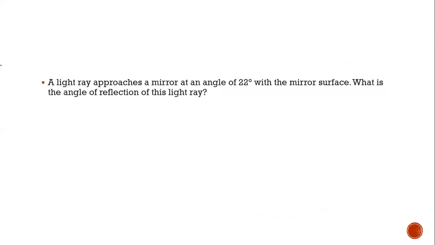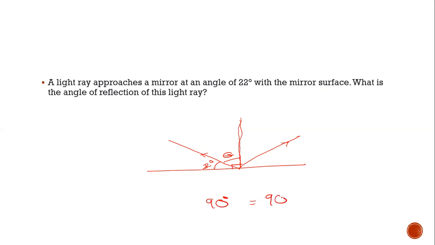Now, a ray of light approaches a mirror at an angle of 22 degrees with the mirror surface. What is the angle of reflection here? So we have our incident ray, reflected ray, our normal. Now, 22 degrees with the mirror surface, that is here, not here. So we need to find what is here. The angle between the normal and the surface is 90 degrees. So all you have to do is say 90 minus 22. That should give us 68.